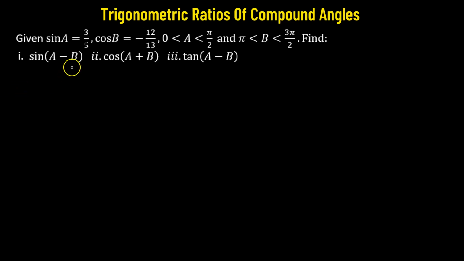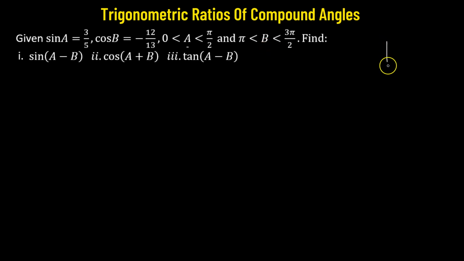So here we are given the value of sine A, so that's 3 over 5, and our angle A lies between 0 and pi over 2, meaning it is in the first quadrant. And cosine of B has a value of negative 12 over 13. So here angle B lies in the third quadrant.